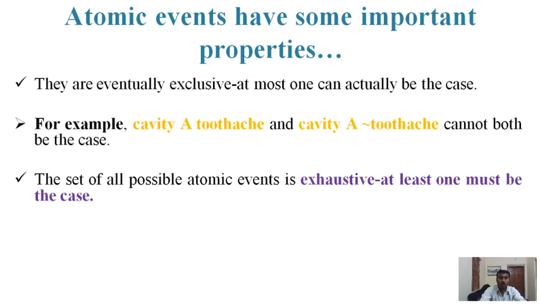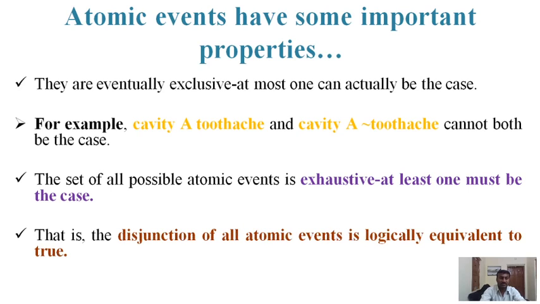Then the set of all possible atomic events is exhaustive: at least one must be the case. That is, the disjunction of all atomic events is logically equivalent to true. So these are the properties of atomic events.